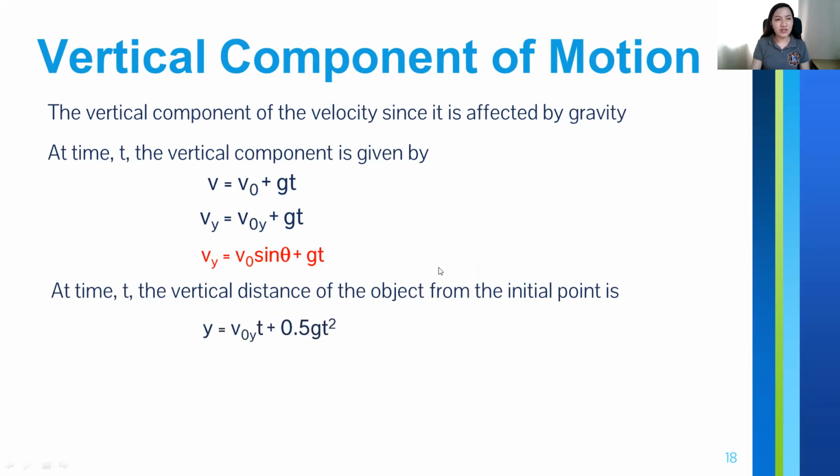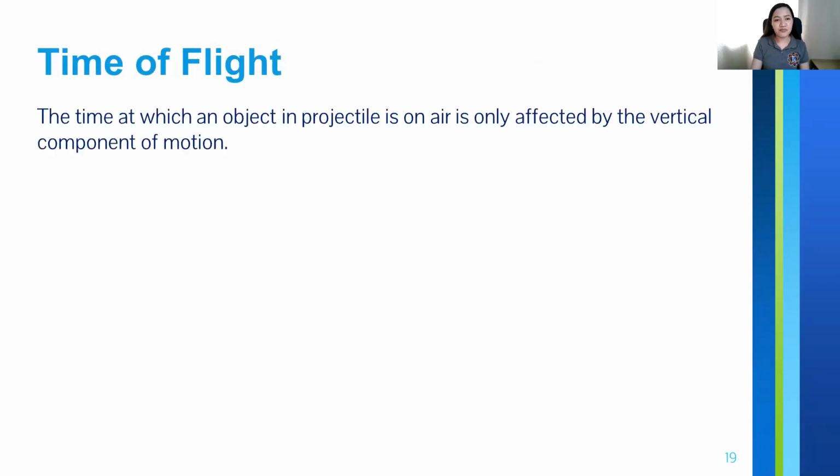So y equals, so diba, y equals vit plus 1/2 gt squared. So that's basically this one. So y equals v sub oy t plus 1/2 or 0.5 gt squared. Or that's y equals vo sine theta t plus 0.5 gt squared.